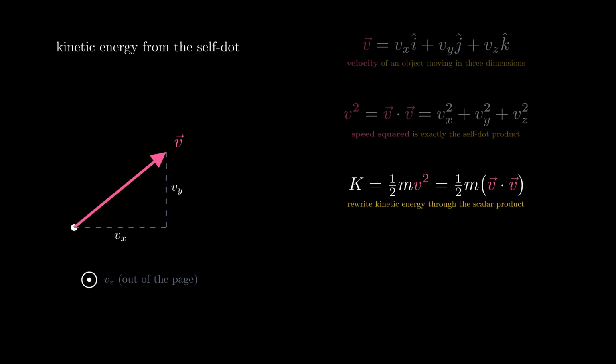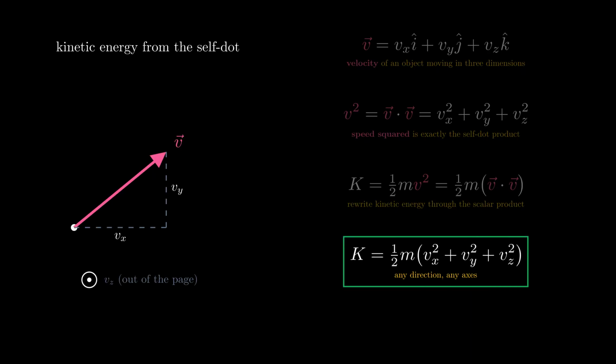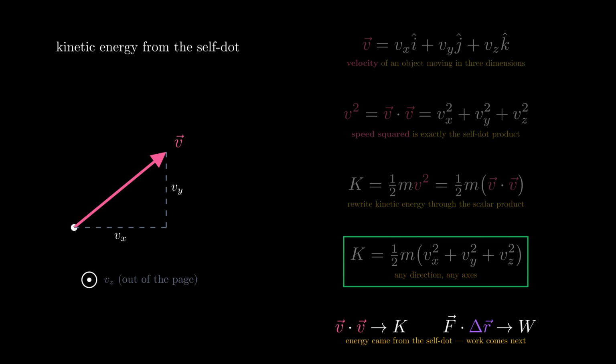Kinetic energy is 1/2 the mass times the speed squared. So kinetic energy equals 1/2 m times v dot v, which is 1/2 m times the sum of the 3 squared components. Written this way, kinetic energy is a statement about the velocity vector itself, valid in any direction and in any coordinate system. Here is the payoff.